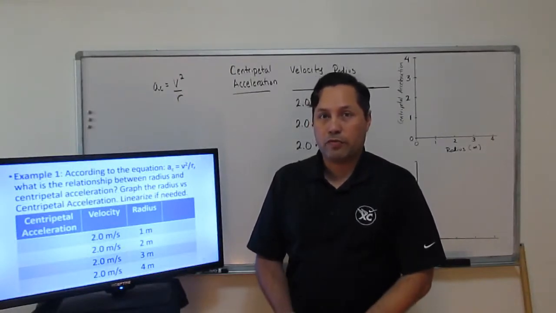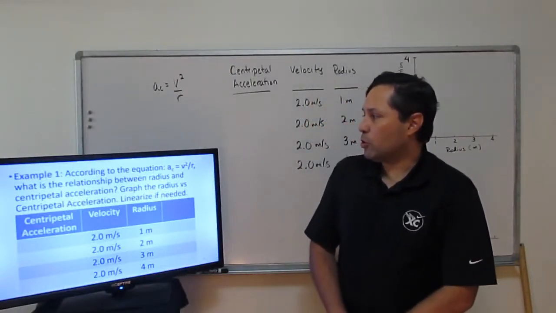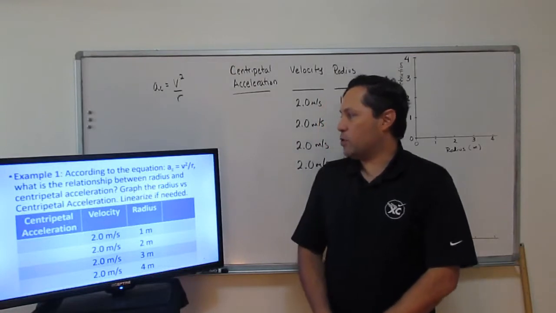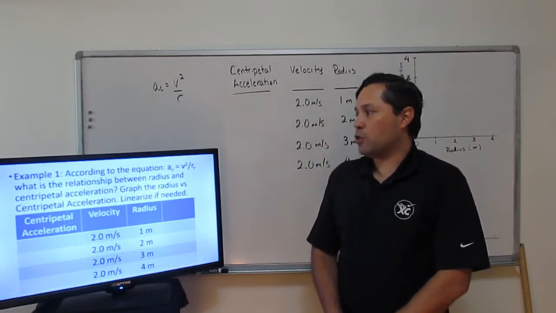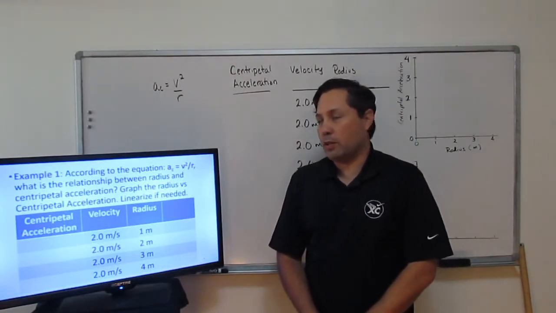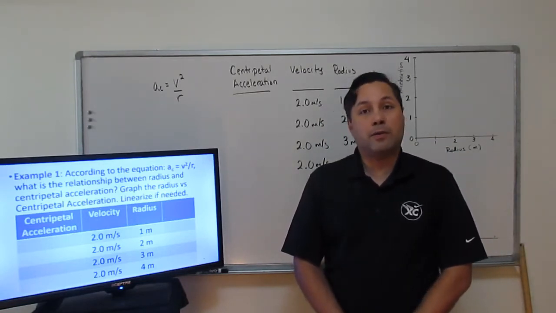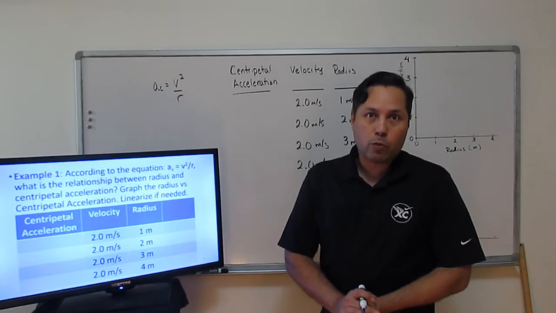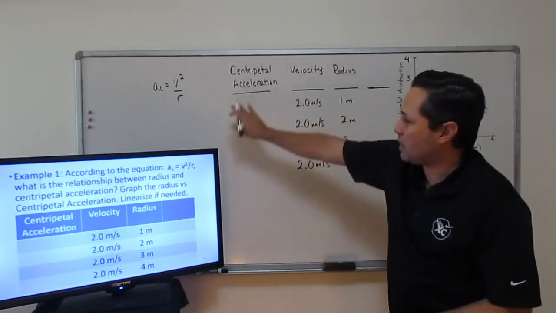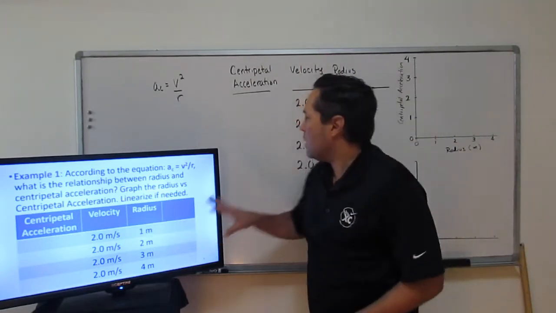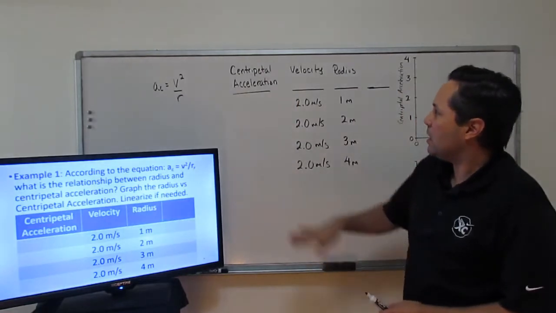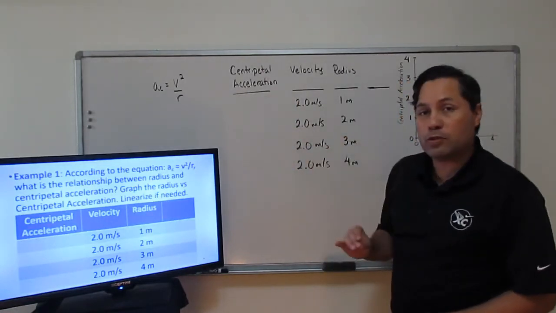Example 1 asks us the following question. According to the equation ac equals v squared over r, what is the relationship between radius and centripetal acceleration? Graph the radius versus centripetal acceleration and linearize it if need be. Alright, so we're going to be given this data table right here. Here it's on the screen. Here I have it up on the board, the same data. And they ask to solve for the centripetal acceleration.